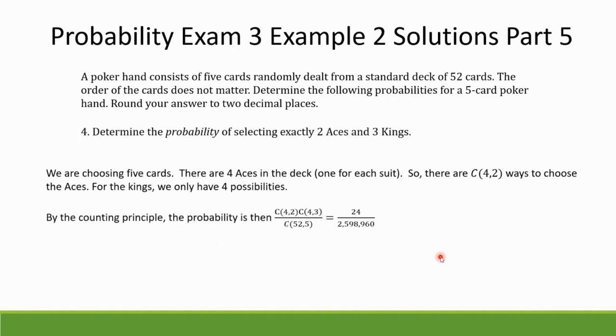Now the last one, I know it seems kind of out of place. It's actually not that bad. You want the probability of getting exactly 2 aces and 3 kings. Well, we know that we're choosing 5 cards again. The scenario is, of all the possible 5-card poker hands you can get, we want the probability of getting a 5-card poker hand that has exactly 2 aces and 3 kings.